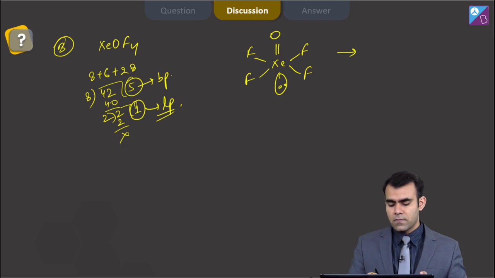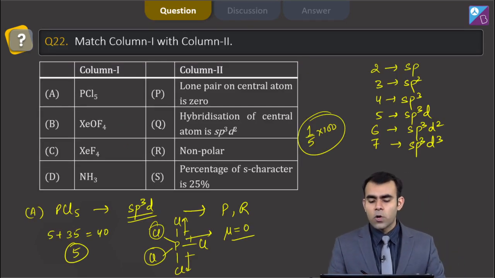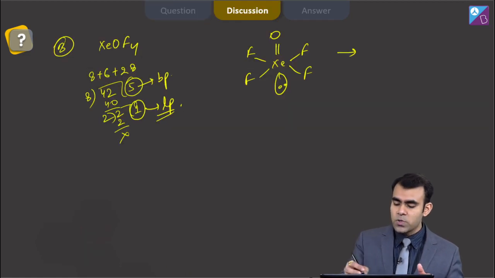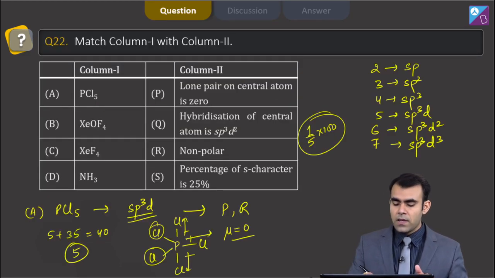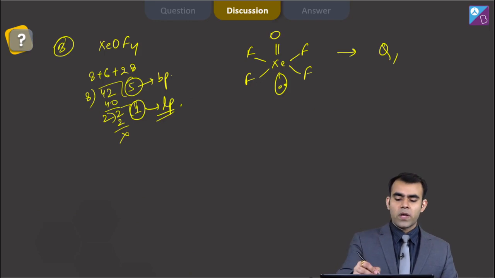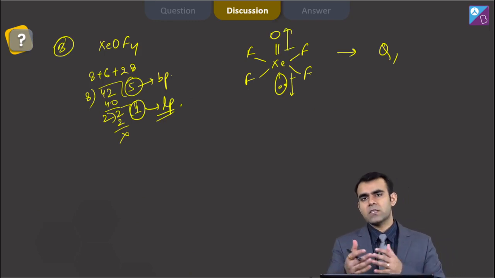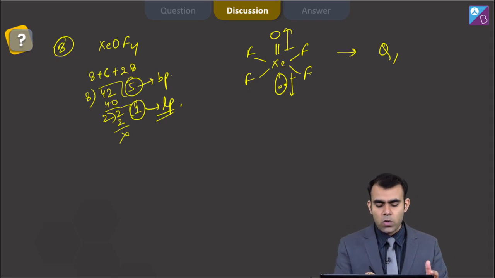So option P, lone pair on central atom is 0? No. Hybridization of central atom is sp3d2? Yes, this is correct. Then is it non-polar? No. Here you can see the dipole moment of this and the dipole moment of this are different, and that's why there is polarity in the molecule.